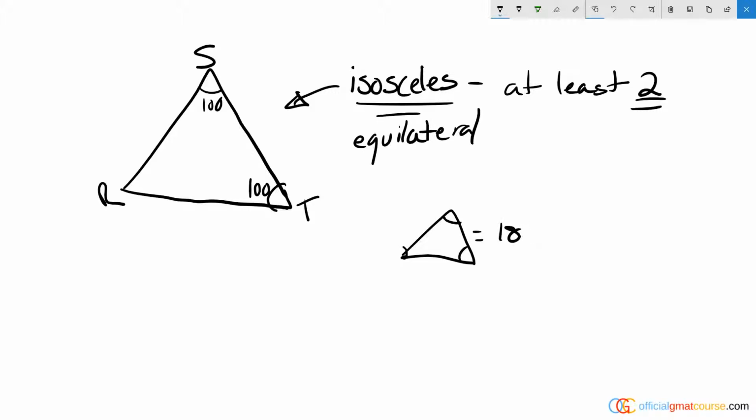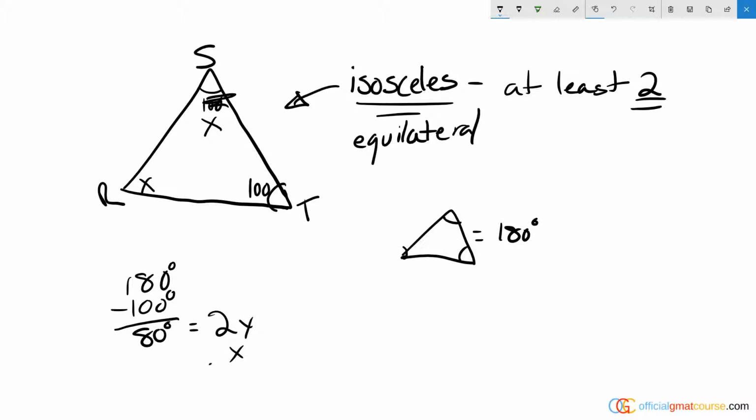So what statement one is telling me is that angle T is the odd man out, meaning the other two angles are equal to each other, meaning they're equal to x. And if we take 180 degrees in the whole triangle minus the 100 degrees we have here, that leaves 80 degrees equal to 2x, which means each of those x's would be equal to 40 degrees. So statement one is sufficient to tell me that angle R is 40 degrees.